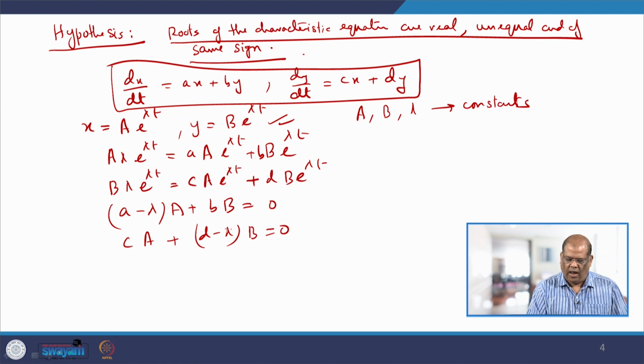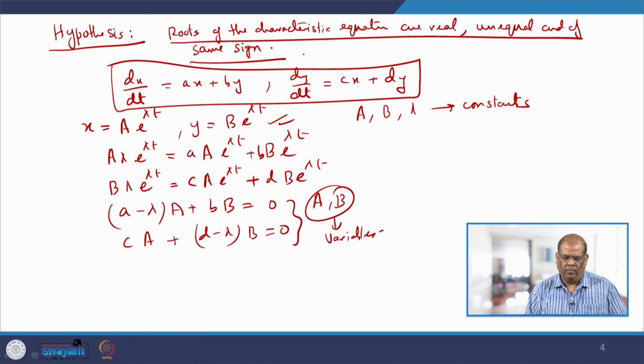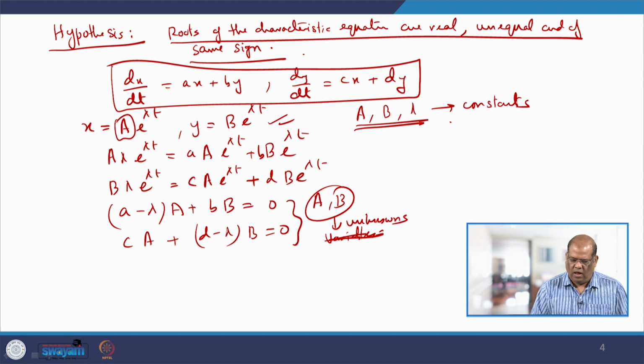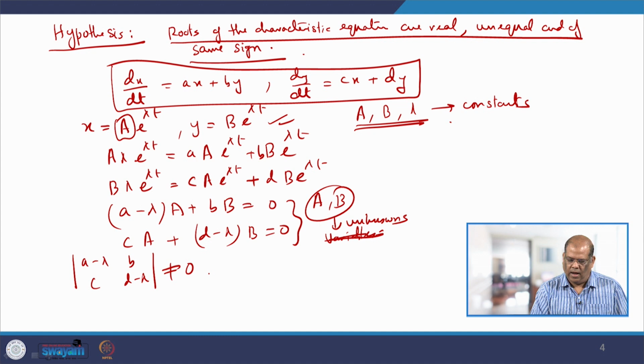So, here your a and b, they are the variables for this equation. I mean, do not confuse with these constants. So, these constants are here, but when you have substituted, now you are solving for this a and b. Let us say they are unknowns. Now, if I consider that the determinant with rows (A minus lambda, B) and (C, D minus lambda) is not equal to 0, then clearly a equal to 0 and b equal to 0 is the unique solution, and this is also known as the trivial solution.